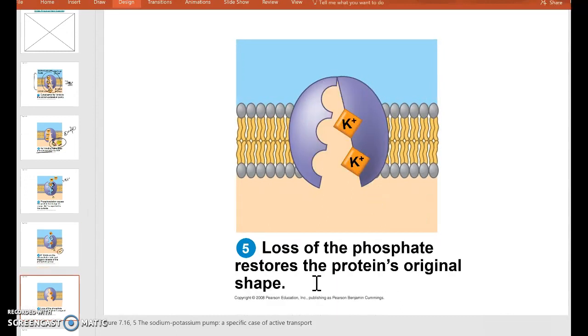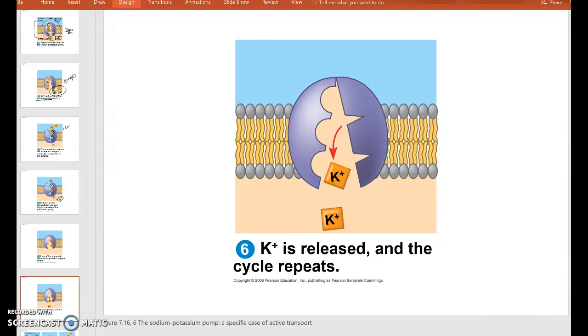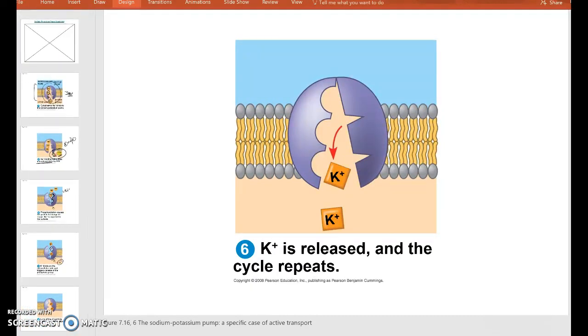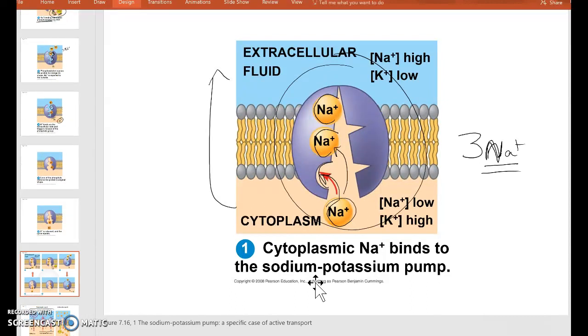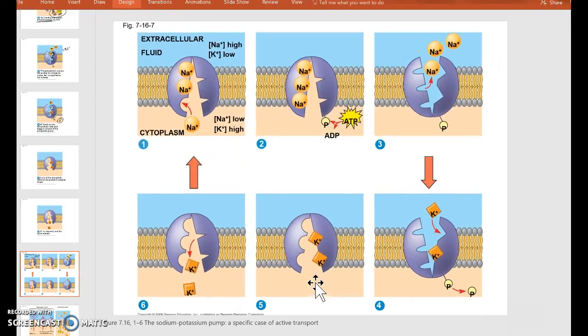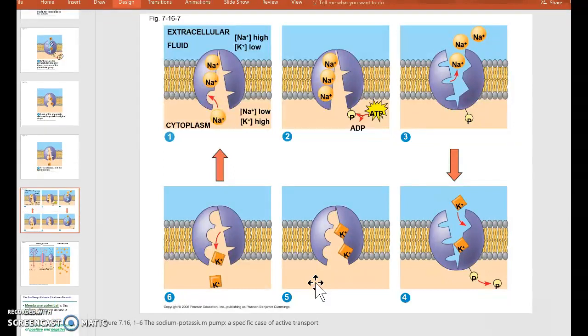So it goes from here to here, and now it's in a configuration where potassium will be released, and at this point, we're back to the beginning. So when you look at the sodium-potassium pump, you might at first wonder why this is so important. And we're going to show you that as we progress through this, and I'll give you a quick example of an area. But I also want you to notice that there's actually two things that are being generated as a result of this sodium-potassium pump.